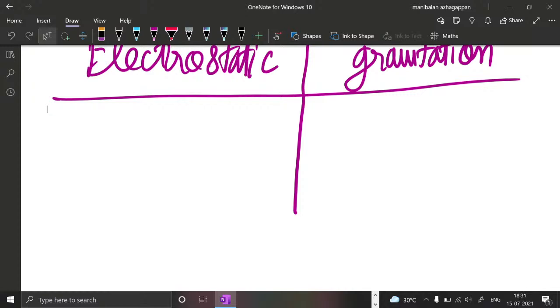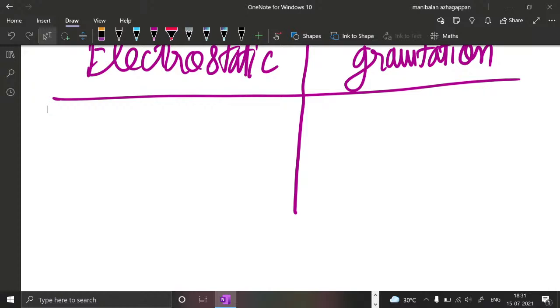Now we are going to discuss electrostatic versus gravitation. This is a very quick revision and also a very simple technique to memorize all the formulas. You no need to do the concept. Without doing the concept, easily you will come to know all the formulas. Many of the questions from these formulas are asked in NEET.